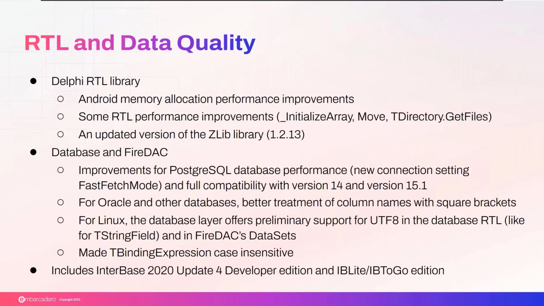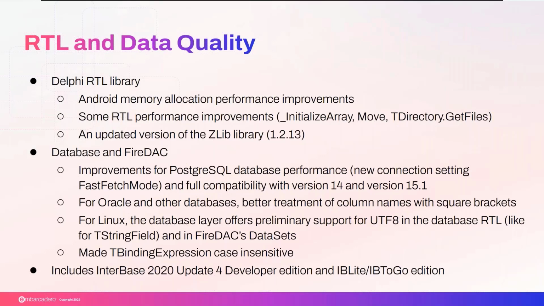The runtime library has seen RTL and memory allocation performance improvements, some RTL performance improvements as well, with a move to the directory GetFiles method, and an updated version of the CLib library.